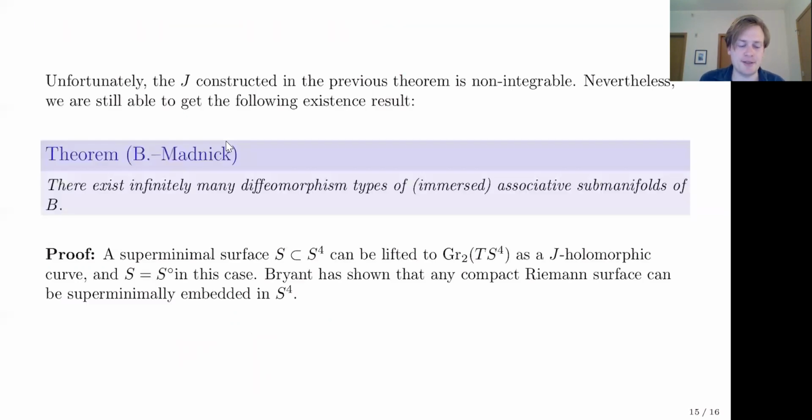Okay, and there's a bit more you can say about these things, but this theorem is the main result: you get lots and lots of associative submanifolds. I should say in general, it's hard to construct associative submanifolds because you're solving quite a complicated PDE system. So anything that you can do to construct global examples is very good.